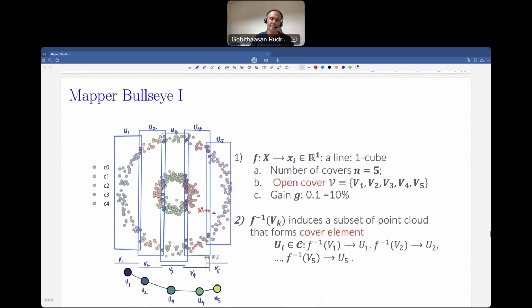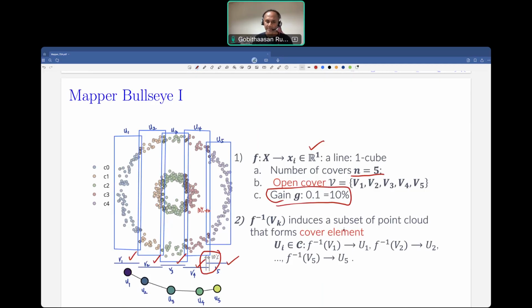First step, I've chosen my filter. A filter is just like my line. I want 5 covers, so I have V1, V2, V3, V4, and V5. And the gain is 10%, so I'm going to overlap each cover with the next by 10%.